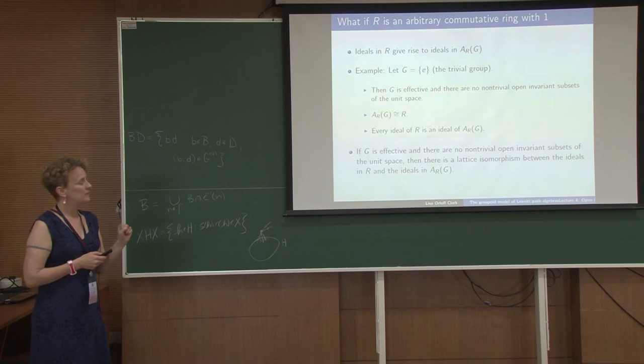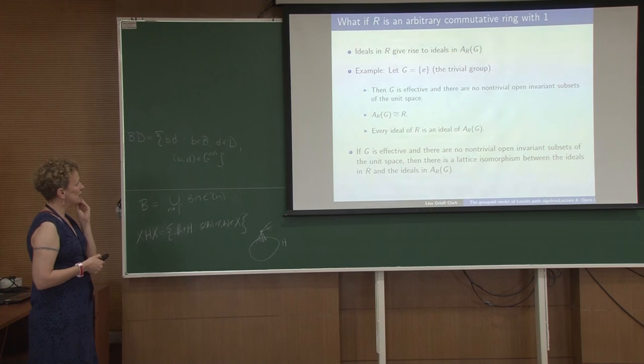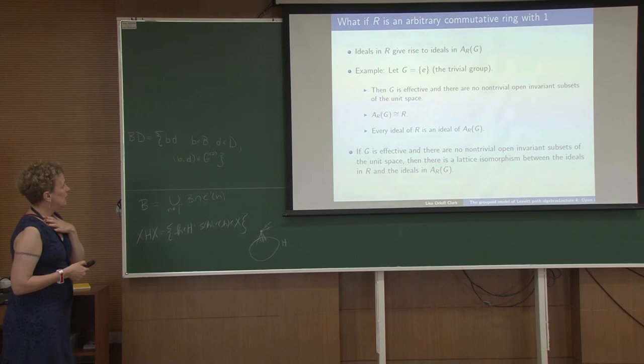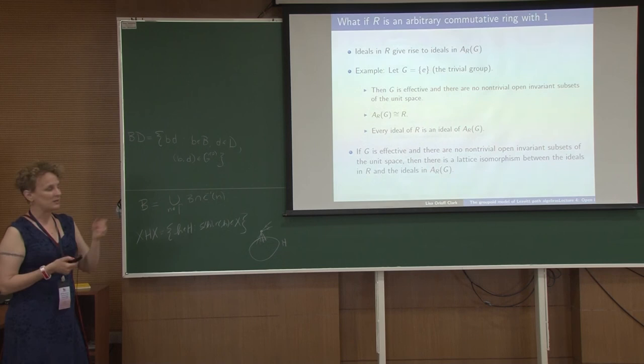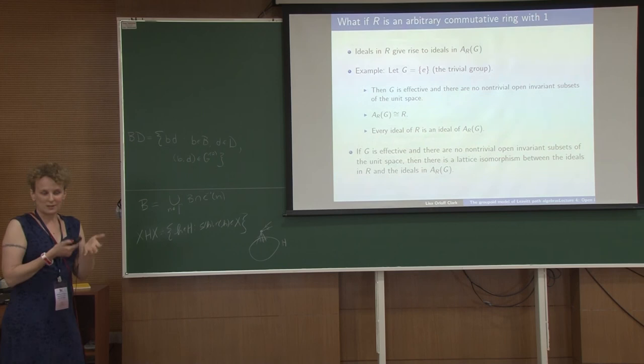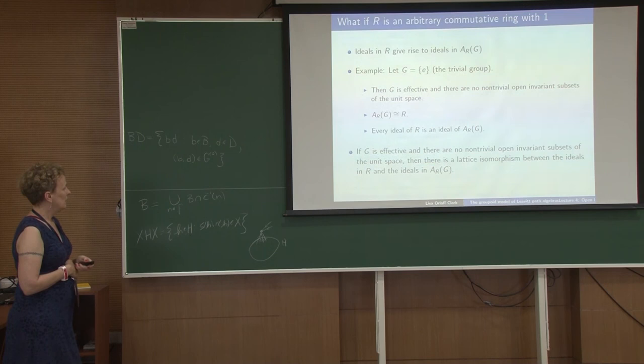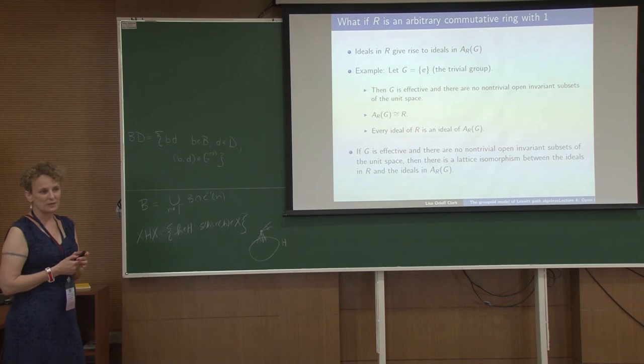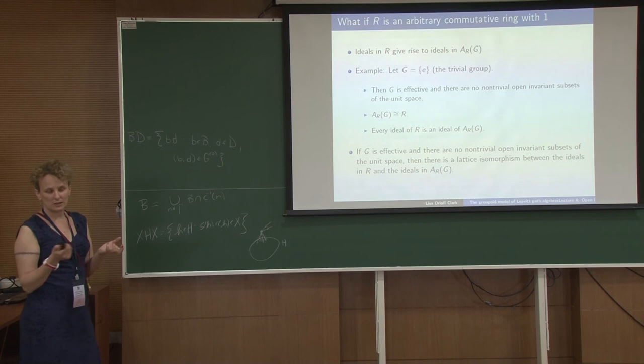So ideals in the ring do give rise to ideals in the algebra. In this example, if you just take the trivial group, it's really easy to see. G is effective, because there is nothing outside of the unit space, it's just a unit. And there are no non-trivial open invariant subsets of the unit space. There's only a singleton, so the only subset you have is trivial. But then it's clear that this Steinberg algebra is in fact isomorphic to the ring, and every ideal of the ring is an ideal of the Steinberg algebra. So in this case, it's really easy.